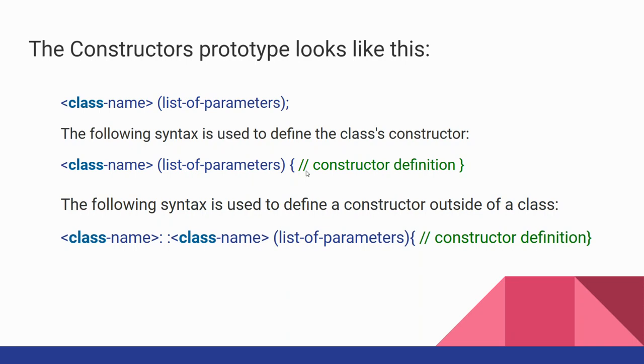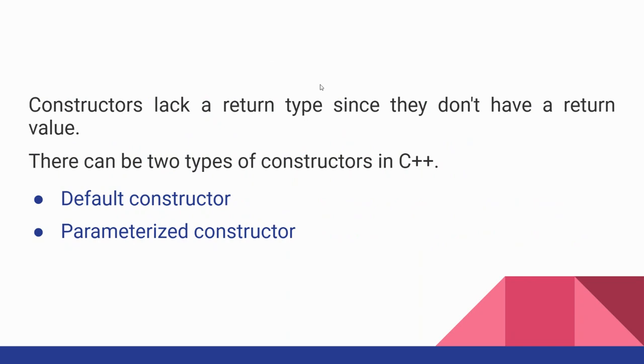The following syntax is used to define a constructor outside of a class. When we want to define a constructor outside of any class, we use the syntax class name, scope resolution operator, again class name, list of parameters in the brackets, and the constructor definition in the curly brackets. Constructors lack a return type since they don't have a return value.